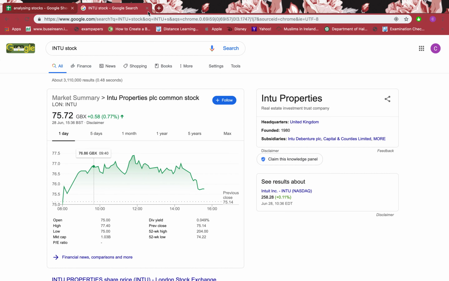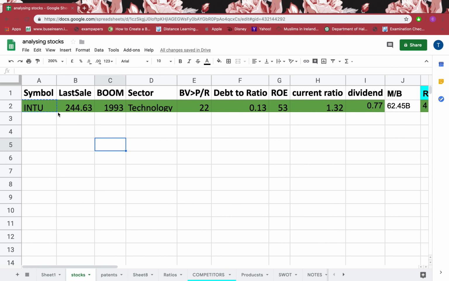Okay, in this tutorial, I'll be showing you a stock which is INTU, and it's a technology stock. First of all, I'll show you one thing about it. Many stocks have that symbol. For example, it's a technology firm that we will be looking at. But I'll just show you one thing.